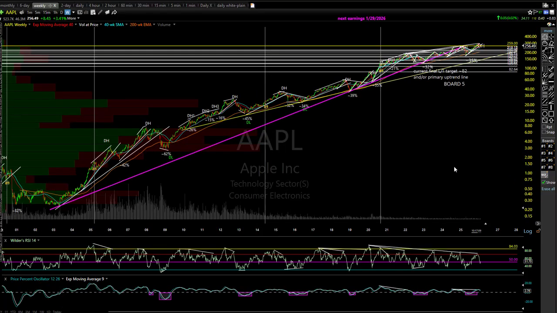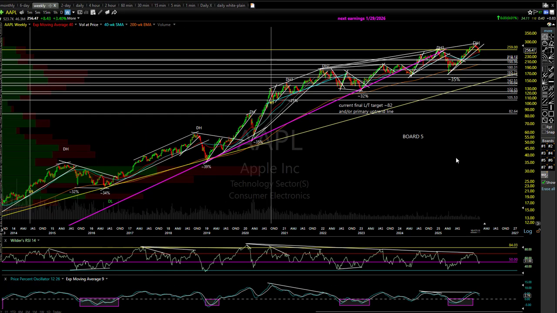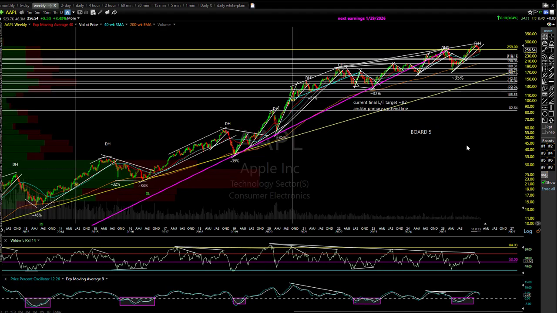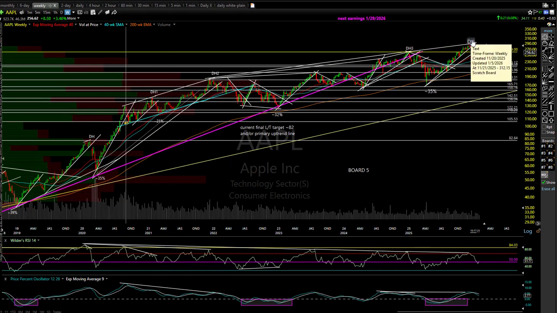So right now, if you want to make the case for just a correction, these corrections in this bull market, remember, are very profitable to short: 35, 32, 39, 35, 34, 45. Those are all off the divergent highs, right? And we are coming off a divergent high. All right, let's move on a little faster here.